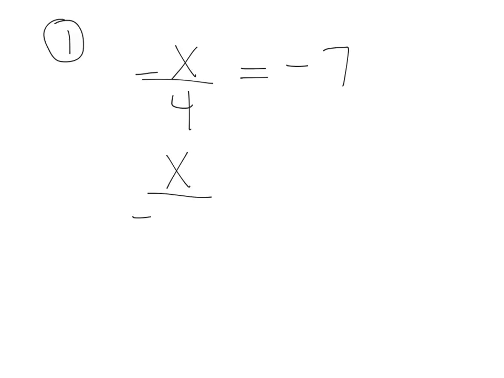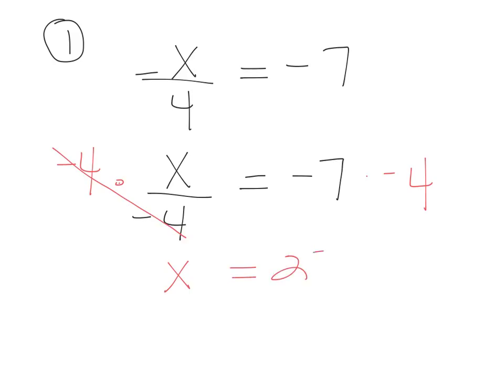Number 1, negative x over 4 equals negative 7. First thing I would do in this problem is I would put the negative in the 4 and make this x over negative 4 equals negative 7. I am going to now multiply both sides by negative 4. On the left side, the negative 4's cancel, and you get x is positive 28. That was the answer to number 1 on the quiz.